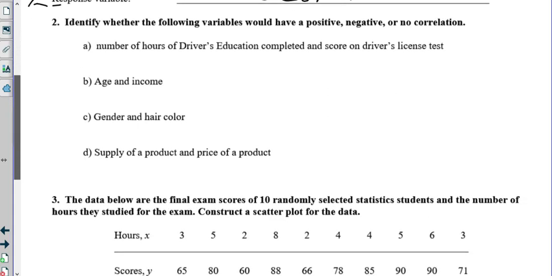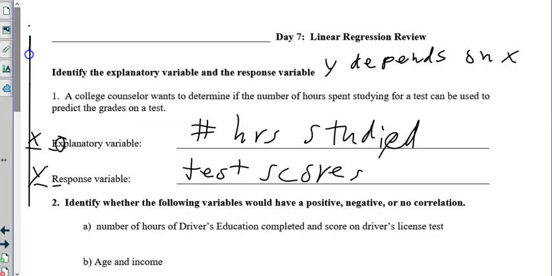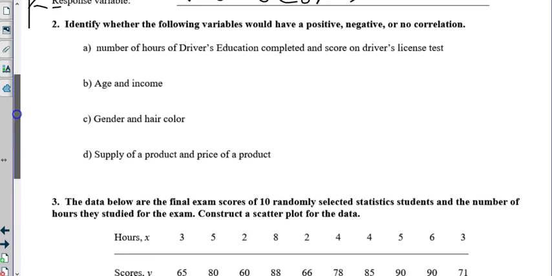Okay, so now we're going to talk about whether or not there's a positive, negative, or no correlation. So remember, positive, yep. Positive looks like this, you know, as like time goes, something increases. Negative would look like that. And no correlation would be just kind of scattered, no correlation. There's no line in there.